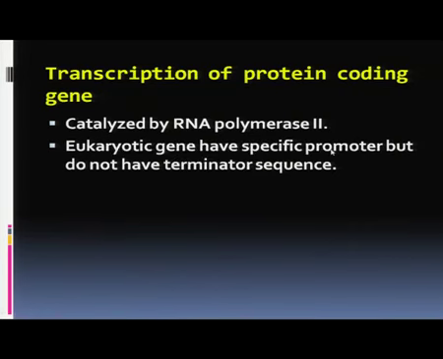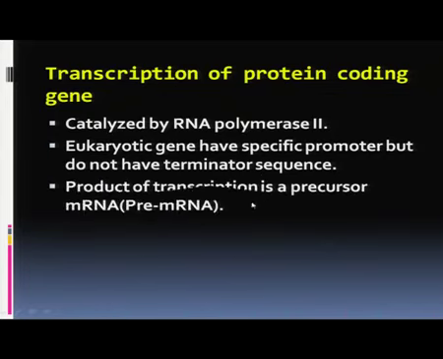Eukaryotic genes have a specific promoter, but do not have a terminator sequence. Here you can note down the second difference between prokaryotic transcription and eukaryotic transcription: the presence of a terminator sequence. In case of prokaryotes, they have a specific terminator sequence which helps in termination of transcription, but in case of eukaryotes, there is no specific terminator sequence to terminate the transcription. And the product of transcription is a precursor messenger RNA. Now, what is this precursor messenger RNA?